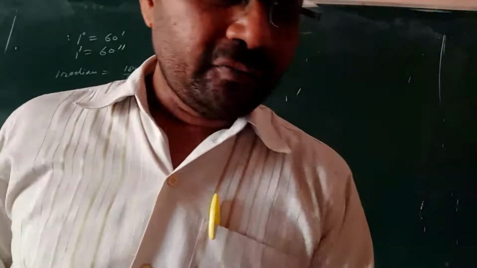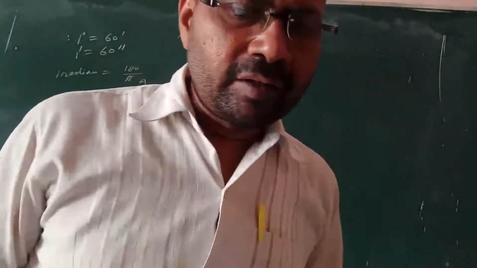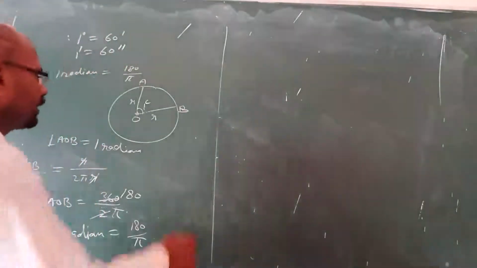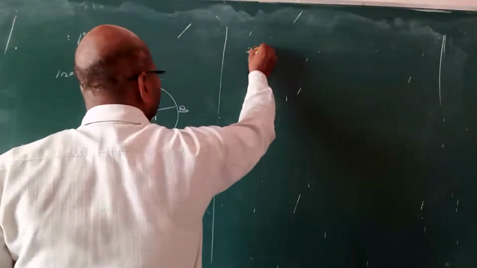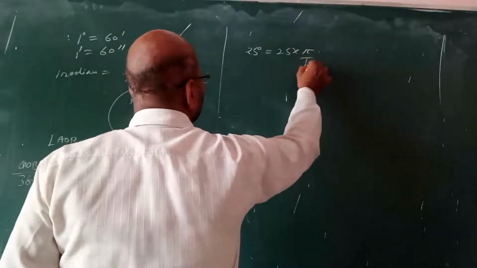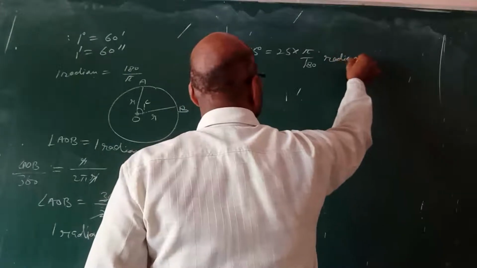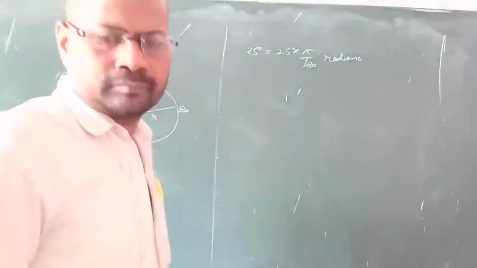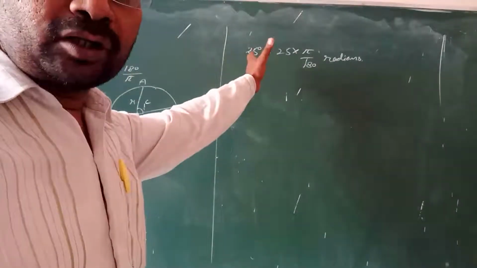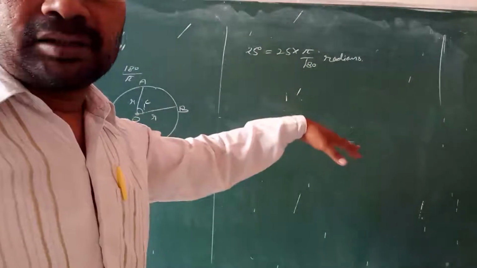Another example: if we have to convert 25 degrees to radians, then 25 degrees equals 25 into pi upon 180 radians. Got it? This is how to convert an angle from degrees to radians.